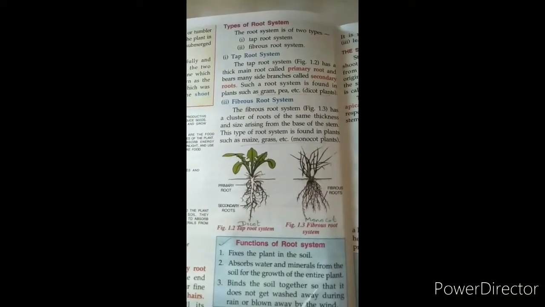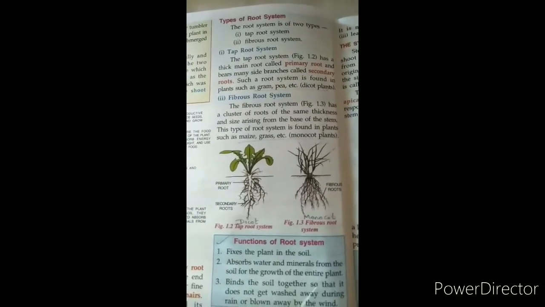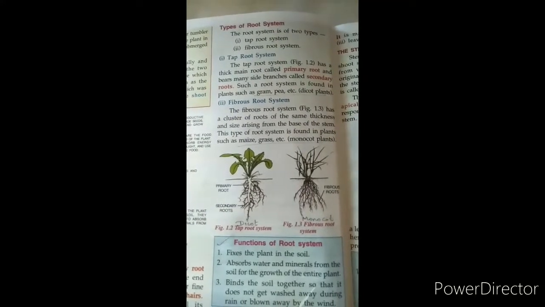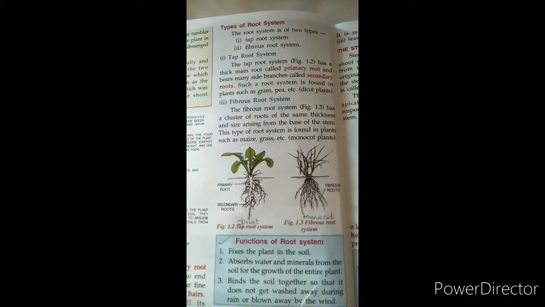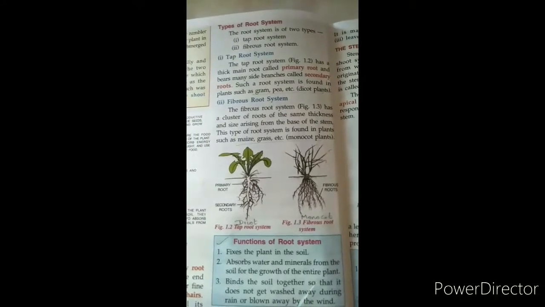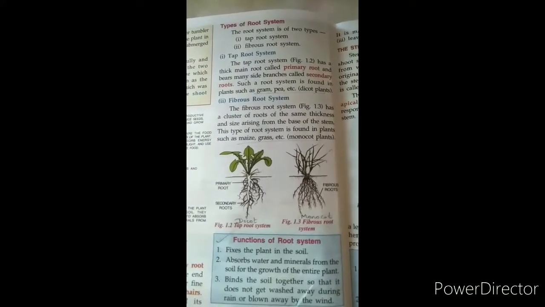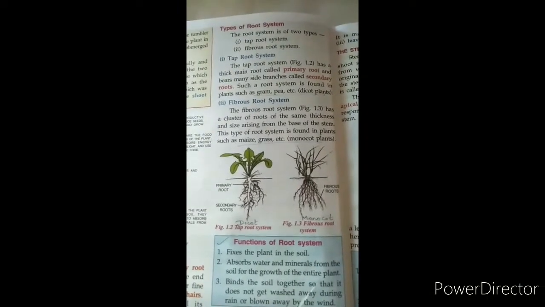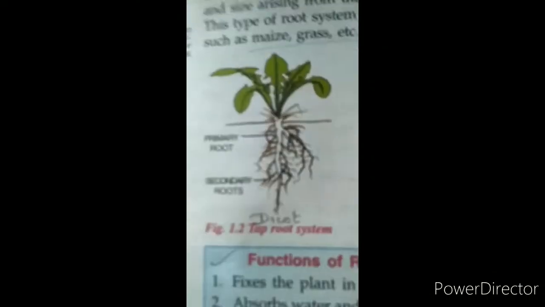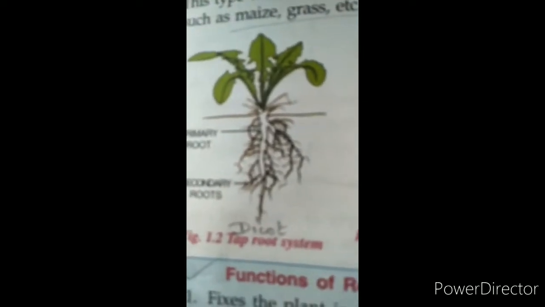And why do we call it taproot? Because in this we can easily find a main root which is much thicker than the others, and it is known as the primary root, and then the ones that are branching out are known as secondary roots. And let's have a look at this taproot clearly in this figure here.